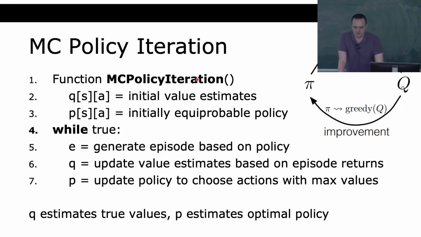So here it is in a nutshell. In general, this is Monte Carlo policy iteration. We have some initial values for our Q(s,a) value estimation, and we have some initially probably equiprobable policy for taking actions at each state. And then while true, which here just means for some number of episodes, we're going to generate an episode based on the policy. We're going to update our value estimates based on the episode returns. We just saw that algorithm. And then the thing that was left out of that algorithm is the last step, where we update the policy to choose the actions with the max values from our Q values. Okay, so Q estimates the true values and pi estimates the true policy.